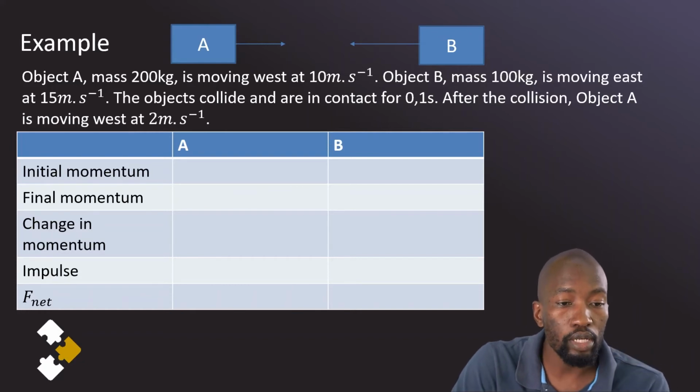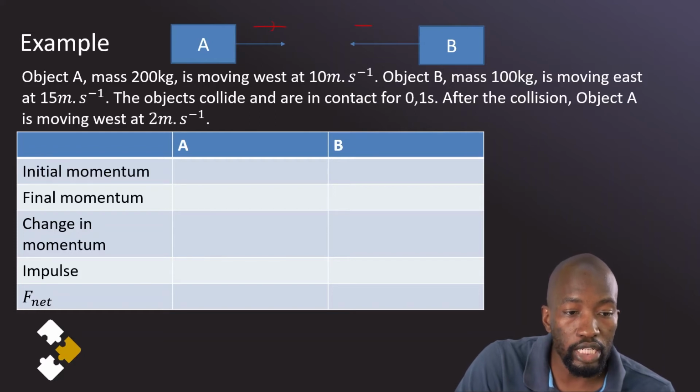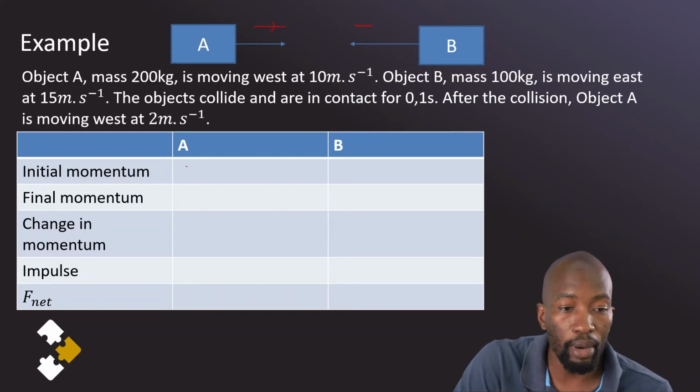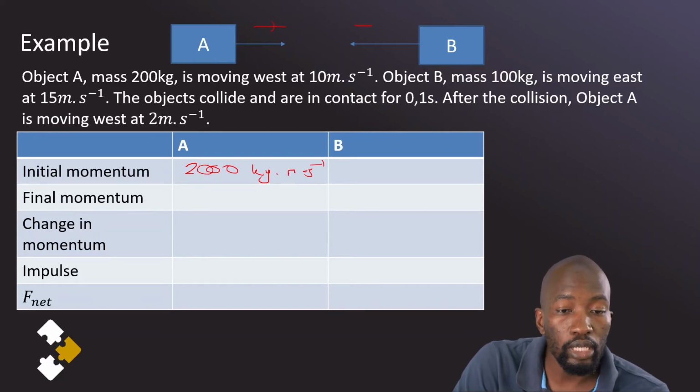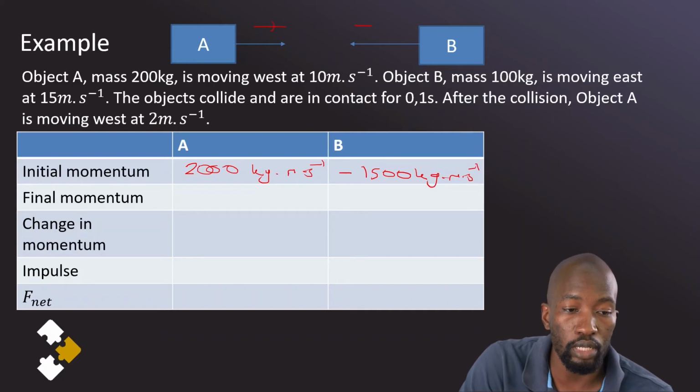What is the initial momentum of A? We know momentum is mass multiplied by velocity. So let's take west as positive, and then we'll take east as negative. This means the initial momentum of A will be 200 multiplied by 10, and that gives us 2000 kilogram meter per second. That's the SI unit for momentum. Then for object B, its initial momentum will be 100 multiplied by 15, but in the opposite direction. So that'll be negative 1500 kg m/s. The negative just tells us about the direction.